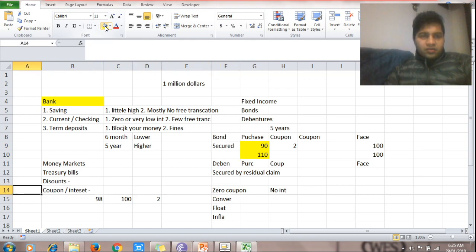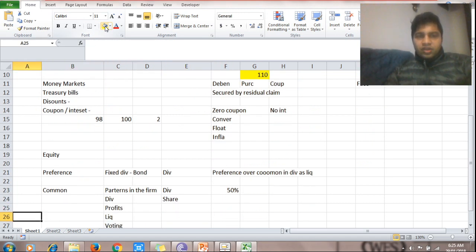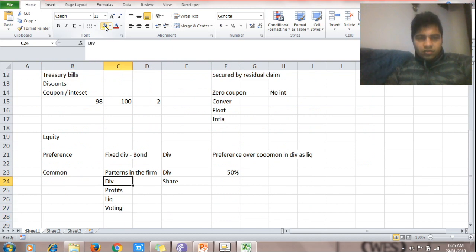Then you have preference shares, a marriage between bonds and equity. So you have fixed dividends, and you have preference in terms of dividends and in terms of liquidation over other players. And then you have common shares, where you become an owner of a company, you have rights to dividends when they pay it, you have a profits claim, liquidation rights, voting rights, right? And you make money by an increase in share price, that is capital appreciation, as well as dividends.